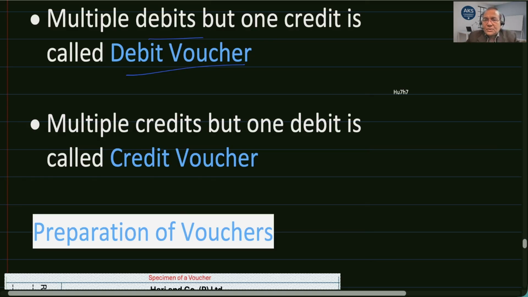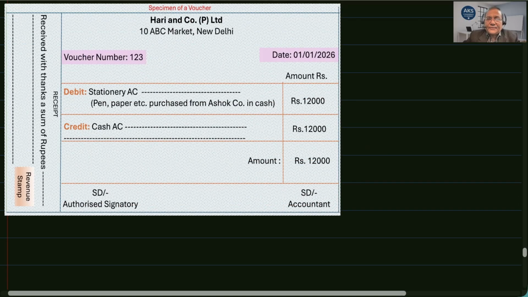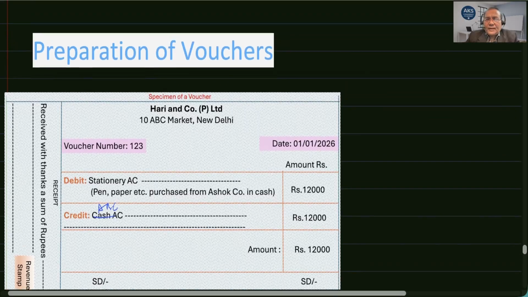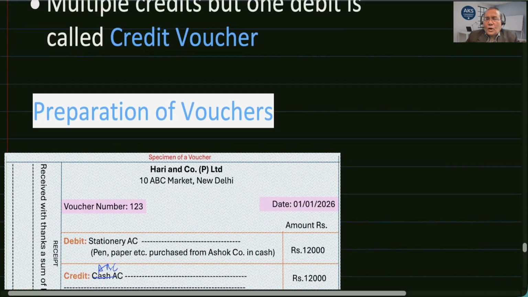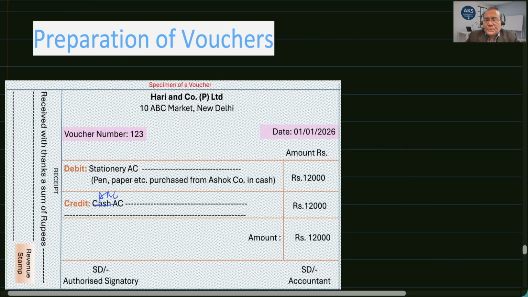Now preparation of a voucher. This is how we prepare it. We have already seen a specimen of a voucher. Stationery is bought, and if it is bought on credit, the ABC firm name or the supplier's name is to be written here. So we have this voucher: debit is stationery and credit is ABC firm. We prepare the voucher, or if it is cash then we will make a mention of cash. This is how it is entered in the books of accounts. So vouchers are prepared accordingly.